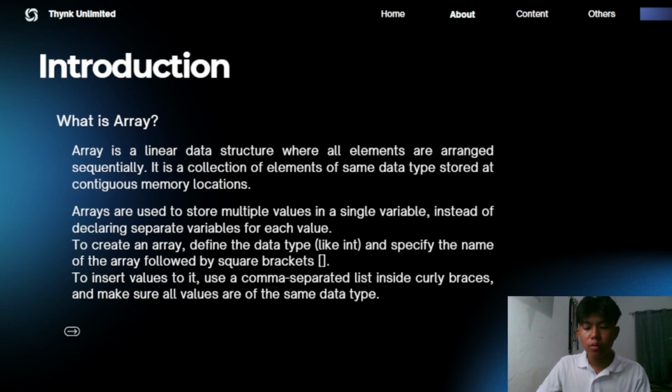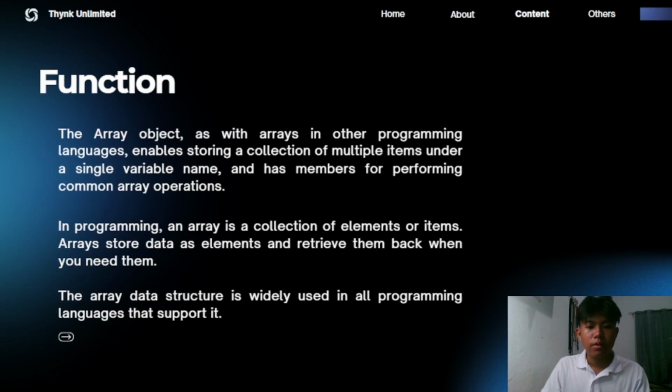And we go now to the function. The array object, as with arrays in other programming languages, enables storing a collection of multiple items under a single variable name and has members for performing common array operations. This sentence means that the array object, for example in JavaScript, Java, or other languages, stores many items using one variable. Instead of creating many separate variables, you can store all values inside one array.